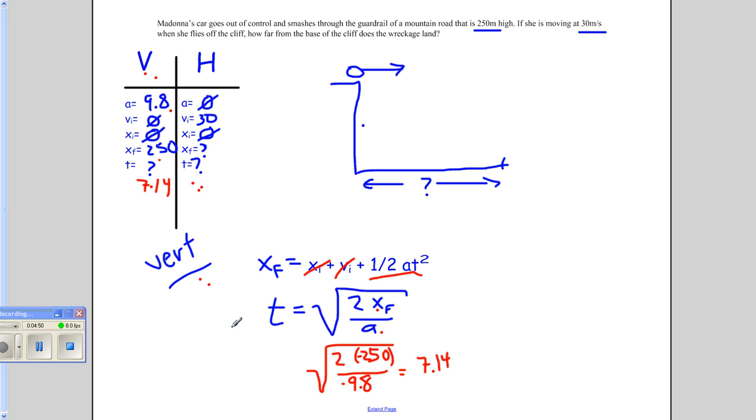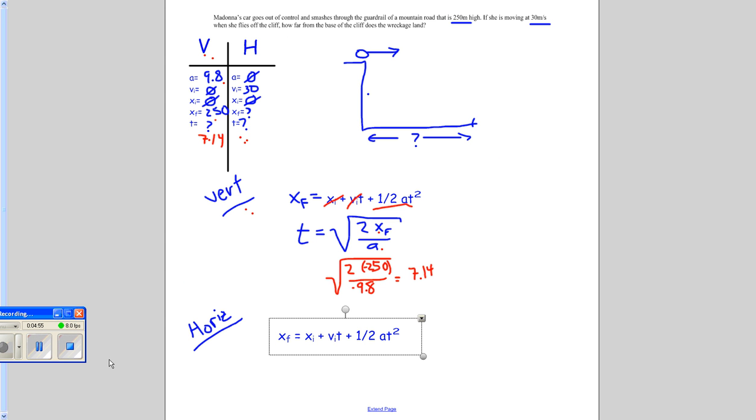Okay. So now that you have time, you can move on to your horizontal numbers. The only equation you can use horizontally is the big ugly, because acceleration is 0. The first two equations are basically useless. So now we have the big ugly, and we're going to plug in our values. Xi is going to be 0 again. 1/2 at squared. A is 0 horizontally always, so that's gone. The only thing we have left is velocity times time.